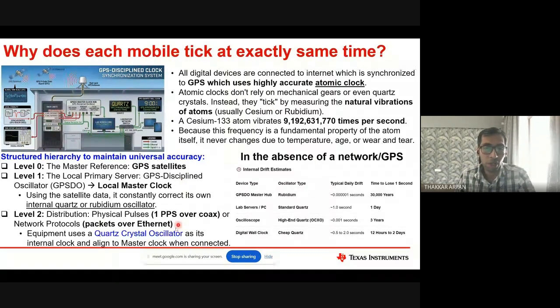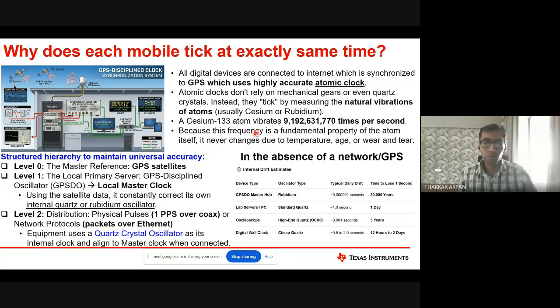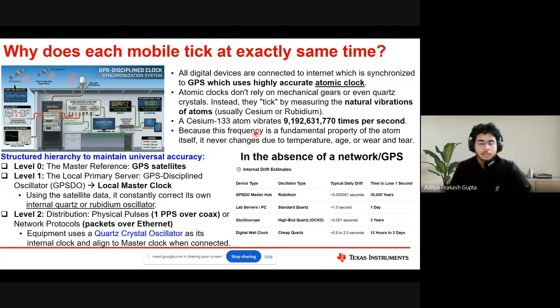So now let's talk about what this quartz crystal oscillator is. Any doubts till this point? Sir, I have a doubt actually. Okay. So, as discussed, it's a very basic doubt.